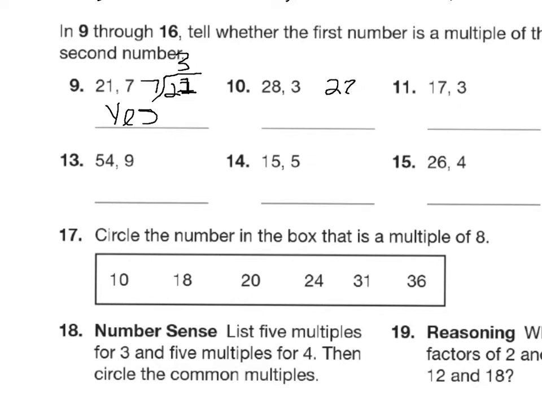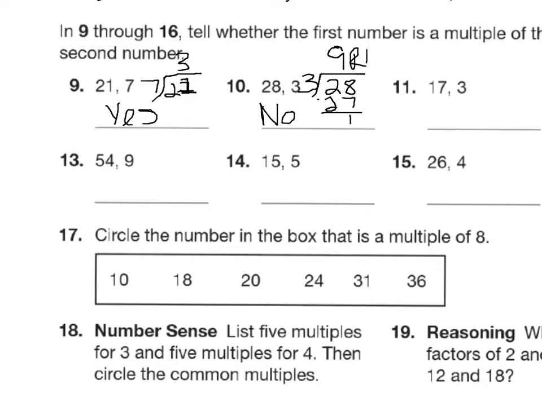28 divided by 3. 3 times 6 is 18. 3 times 7 is 21. 3 times 8 is 24. 3 times 9 is 27. And 3 times 10 is 30. So it would be 9. 9 times 3 is 27 with a remainder of 1. So no.